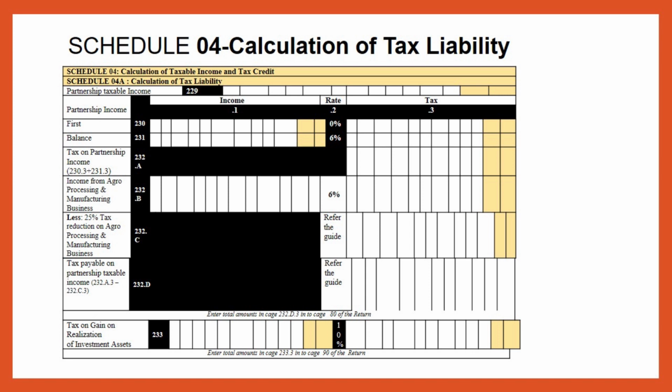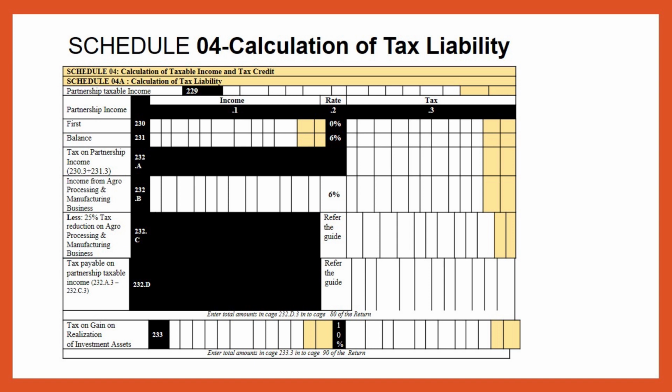Enter the taxable income from capital gains under cage 233.1 of Schedule 4A and the tax at 10% on that income under cage 233.3. Carry the figure in cage 233.3 to the cage 90 of section 1.